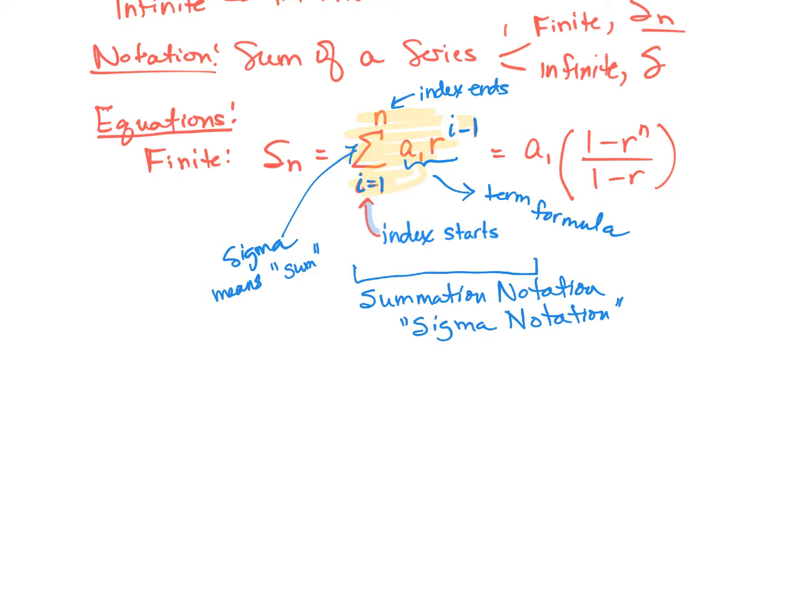Now, infinite's a lot easier. That's the formula for the infinite sum. Much simpler. So for finite, we need to know the first term. For infinite, we need to know the first term. For both of them, we need to know r, don't we? And the only difference otherwise is that for finite, we need to know how far we're going, which is n.